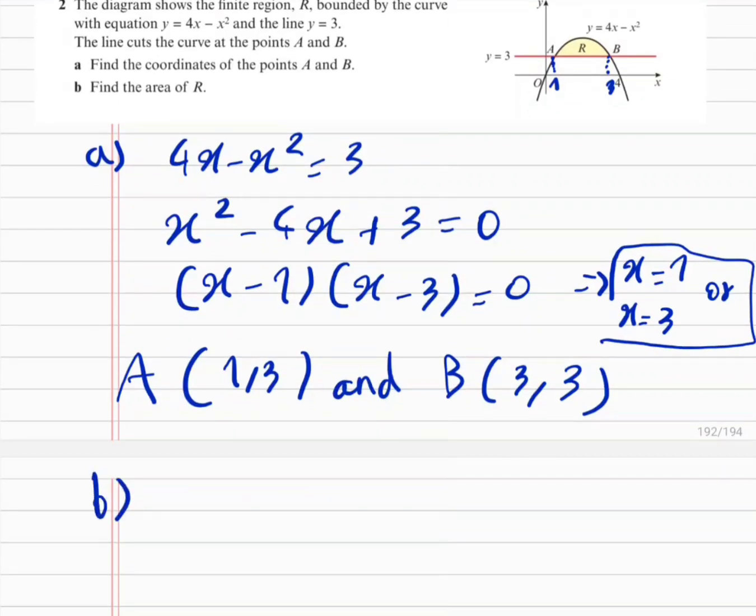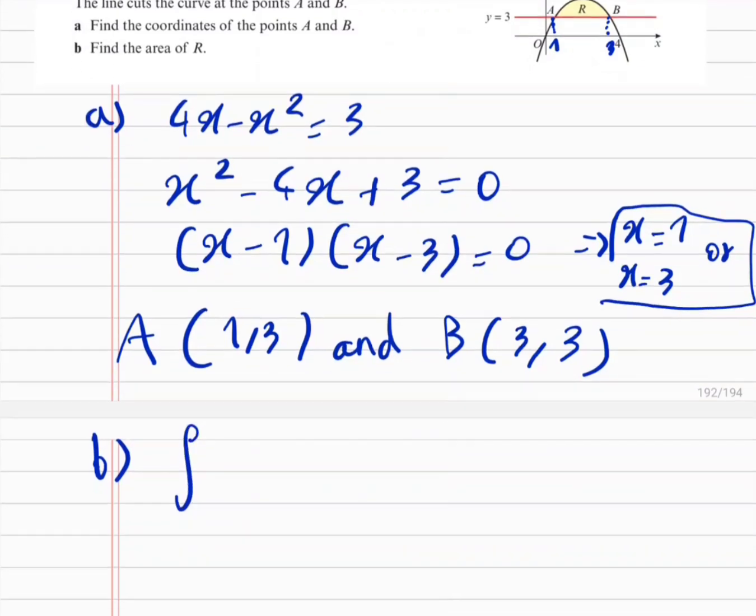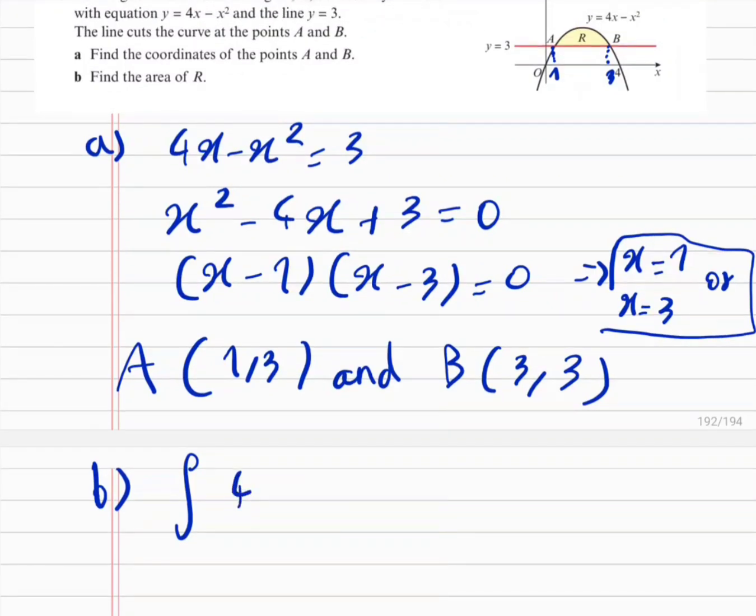Now part B, we want to find the area of R. So once again, R is bounded by the curve and the line. In order to find this, we just need to understand the meaning of integration. Basically, when we, for example, solve the integral of 4x minus x squared between 1 and 3, the output of this integral is going to be the area of the entire green region.